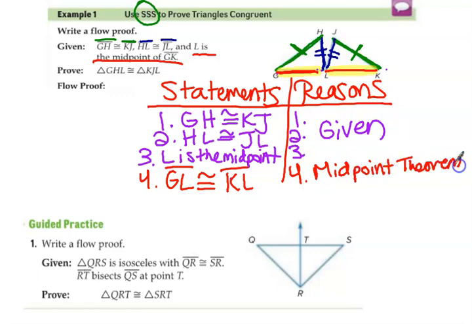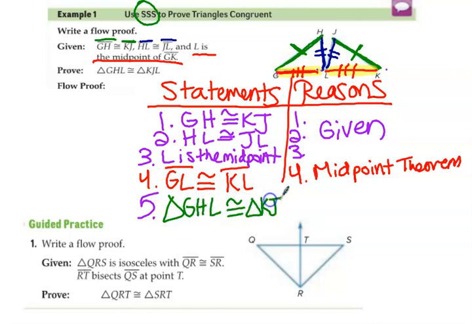If L is the midpoint, that means that these two line segments are congruent. So now I can write down the two triangles. Triangle GHL is congruent to KJL. And how can I prove that? What is the reason? It's because of SSS, side, side, side. Okay, those are congruent.